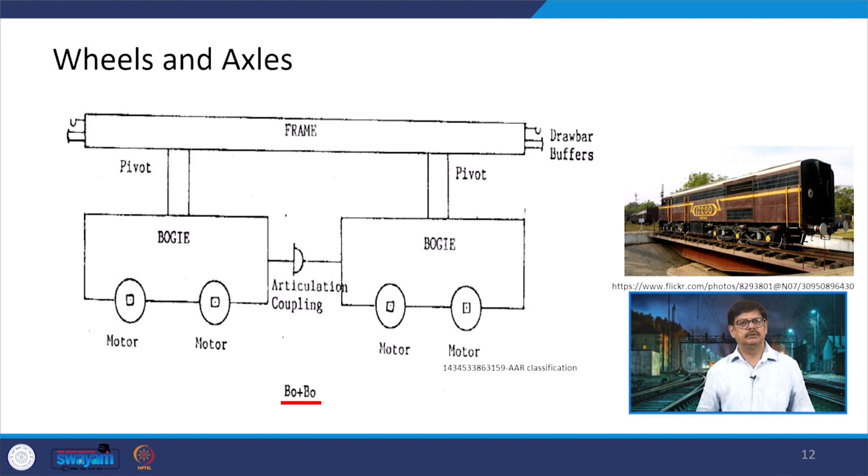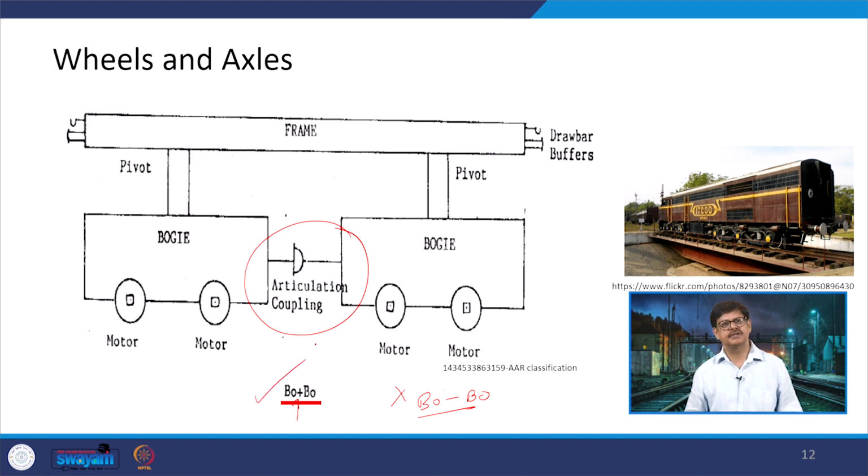This is another example. In this example, the additional thing which is coming up is this articulation coupling. Now, here there are 2 motor units in a bogie, in another case also there are 2 motor units in a bogie, it means they are BO and BO, but because this articulation coupling is there, this is defined by a plus in the center instead of dash. If this articulation coupling would not have been there, it would have been defined as BO dash BO, but in this case because the coupling is being provided, we are going with BO plus BO. So, this is another variant.